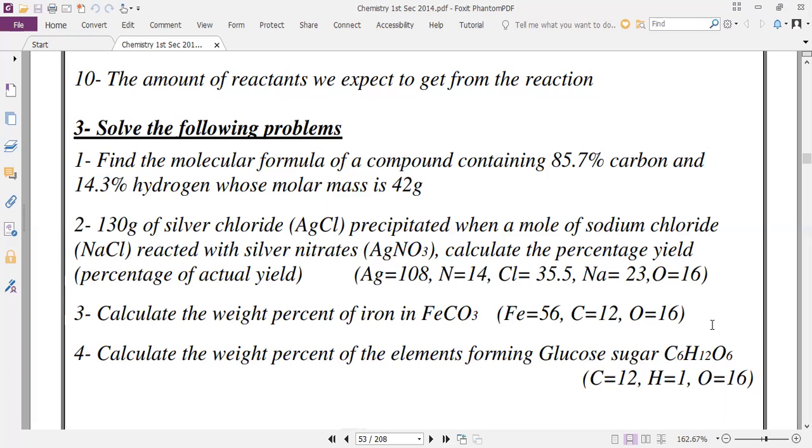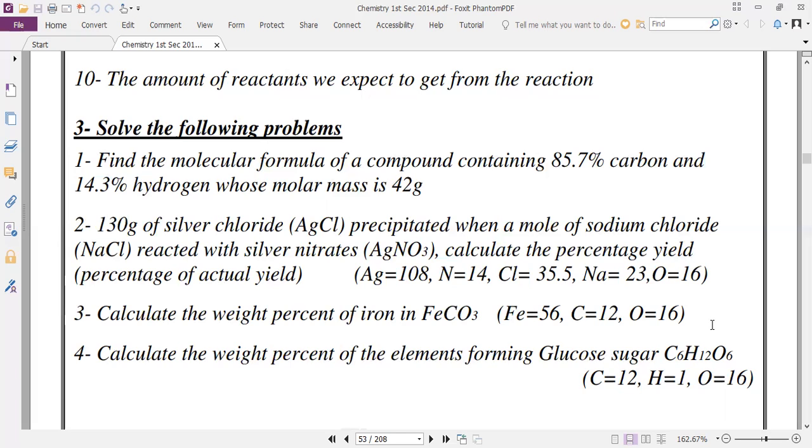So, what about the weight percentage of each element? The carbon will be 40%. The hydrogen will be 6.7. By approximation, it will be 7. The oxygen will be 53.3. Okay, but we are not going to make approximation, because after finishing this problem, if you calculate all the percentages, it must be 100%. But if you made approximation, it will be more than 100%.